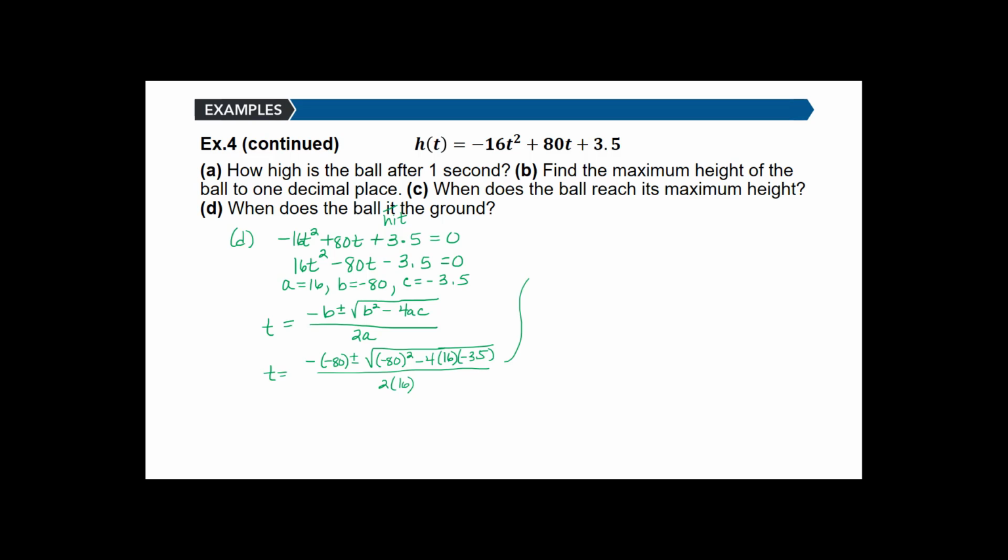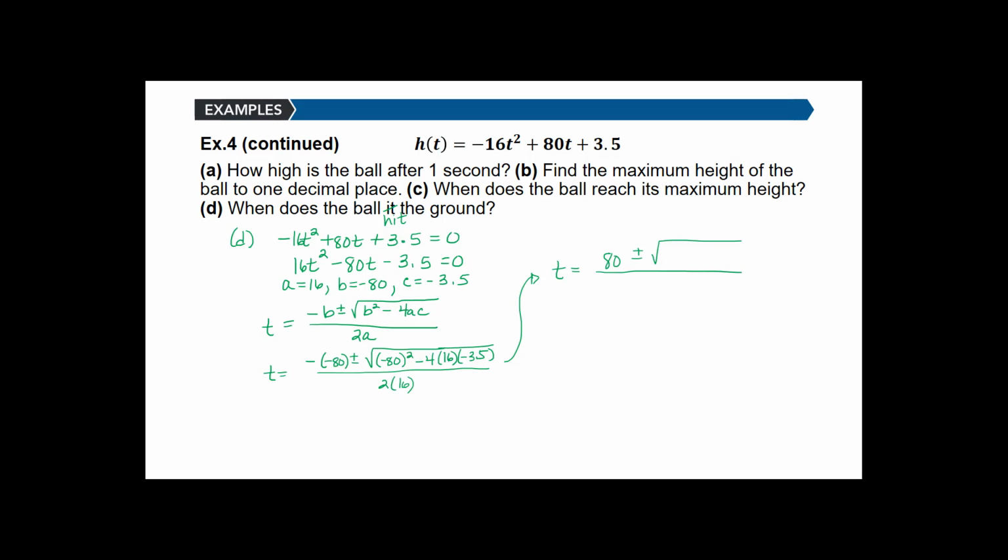So let's simplify this just a bit before we go to our calculator. We'll probably need our calculator to even do this, but we would have the opposite of negative 80 is 80, plus or minus the square root. Let's figure out what this number on the inside is.